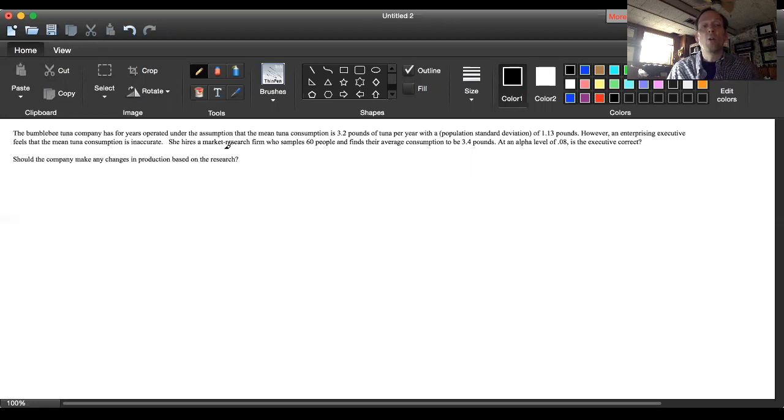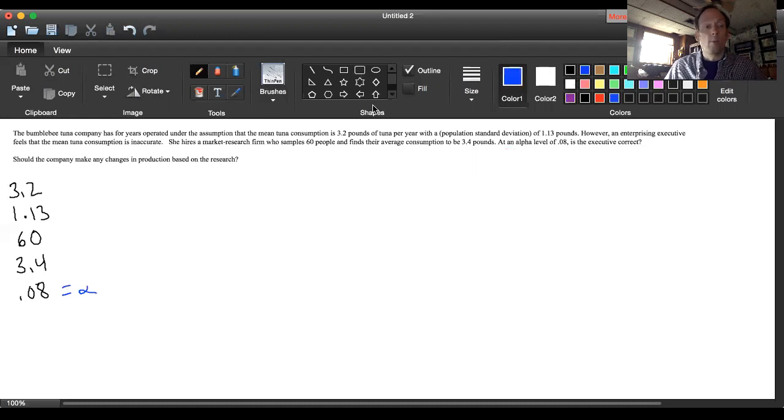Now let's start just by taking all the numbers they reported to us in the question, writing them down. I've got a 3.2, I have a 1.13, and 60, a 3.4, and a 0.08. I'm going to start to label different things here, and the easiest one very well may be the 0.08, the last thing they reported to me, my alpha level. They said an alpha level of 0.08, and I'm going to fill that straight in for my alpha.